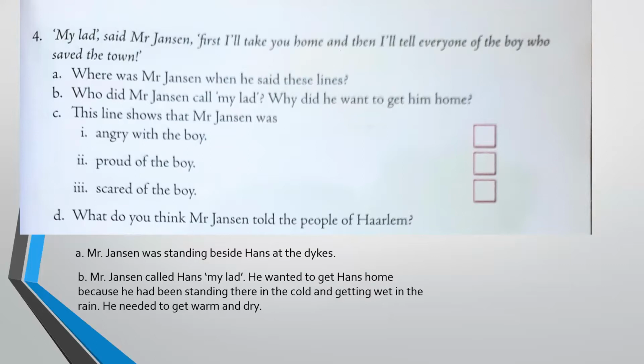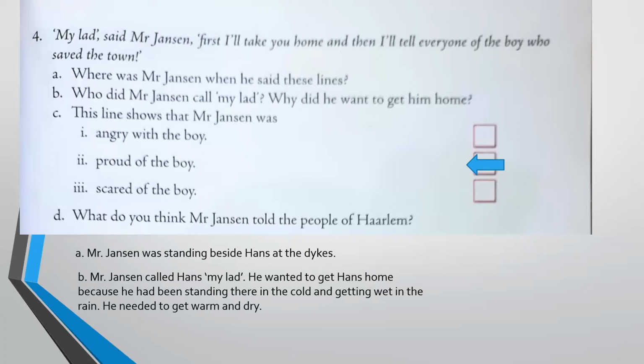He wanted to get Hans home because he had been standing there in the cold and getting wet in the rain. He needed to get warm and dry. C. This line shows that Mr. Jansen was angry with the boy, proud of the boy, or scared of the boy. This is easy. Proud of the boy is the right answer. He was definitely not angry with Hans, neither was he scared of him.